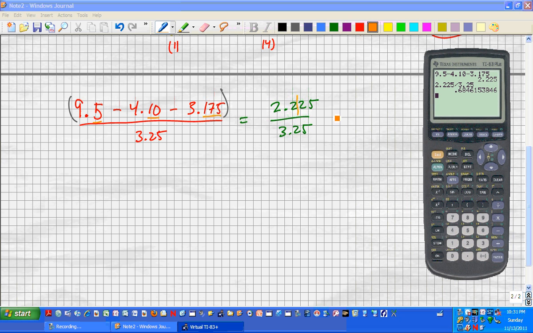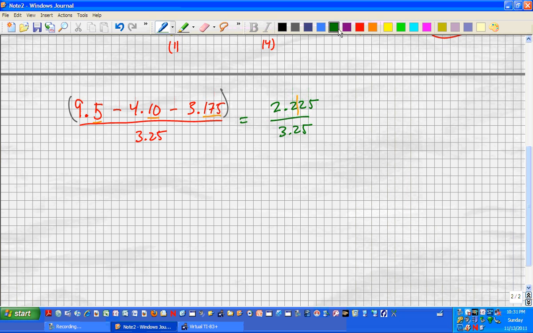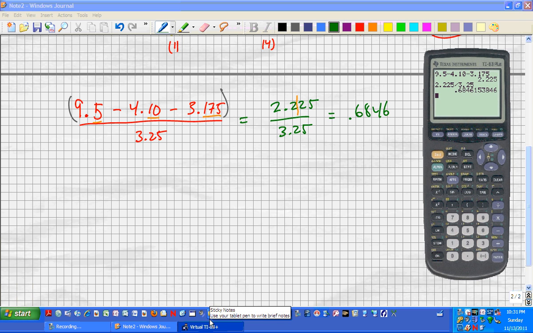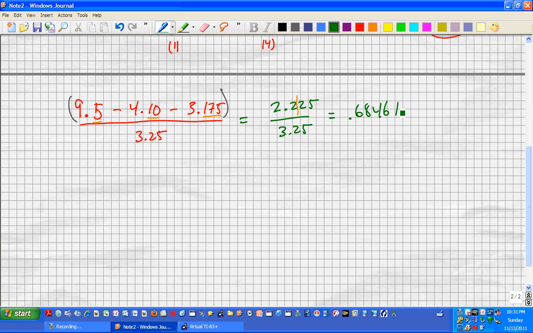0.6846. So let me write this down here. 0.6846, 1538153846. Now I know I don't want to keep all those. That's way too many sig figs. At this point I ask myself, what did I do? What math operation did I do to get to this final answer? Well, the answer is I divided. So for multiplication and division, I count sig figs.